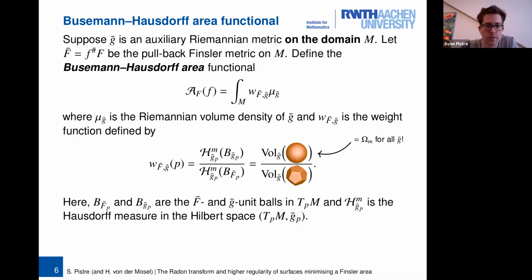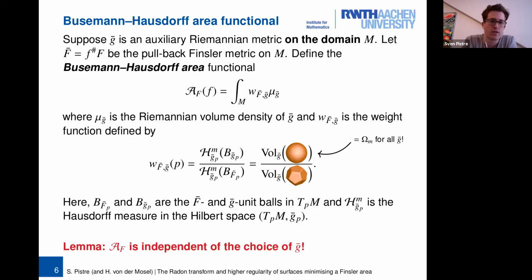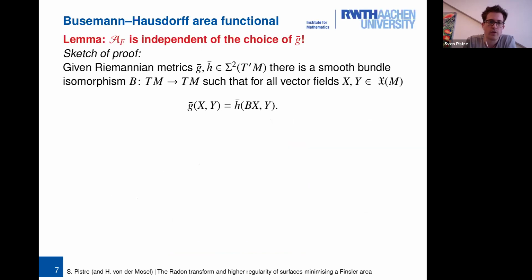And so maybe this appears a bit strange, that you have to choose this auxiliary Riemannian structure on the manifold when you want to do Finsler geometry, when you want to not take scalar products. But thankfully, with the definition that I've shown you here, this functional does actually not depend on the choice of the Riemannian metric. So let me maybe lose a few words on why that is.